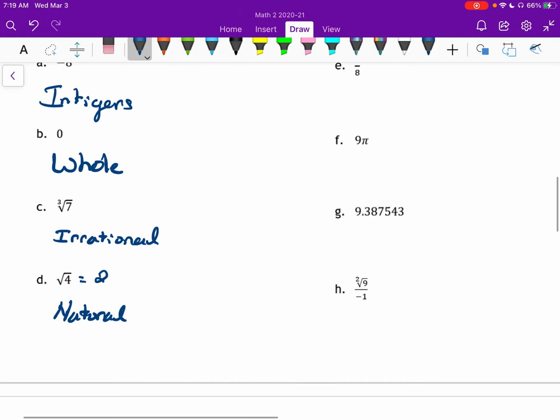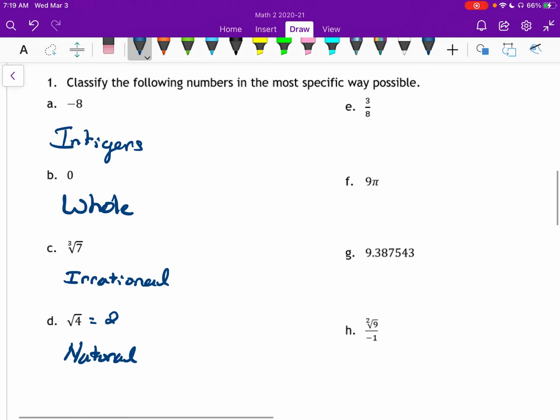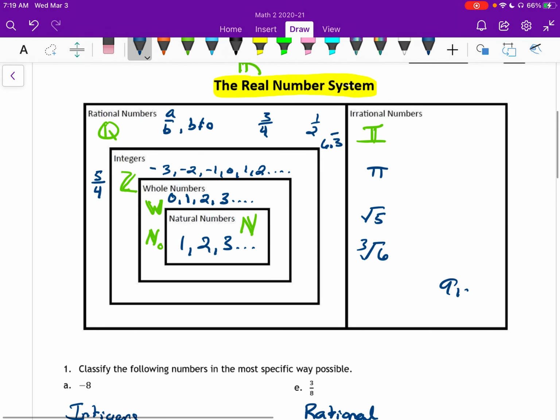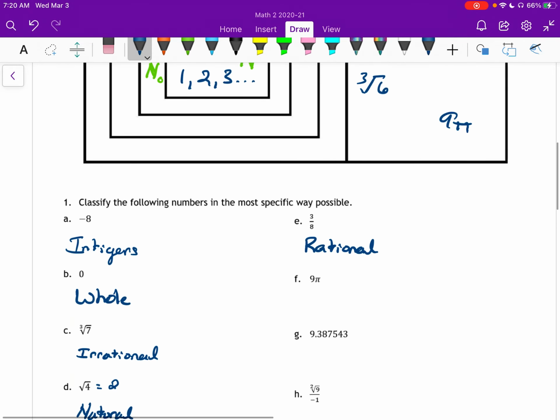All right. Moving on, number E, we have 3/8. Well, 3/8 is a fraction, and it doesn't simplify to be an integer, so it's going to be a rational number. Nine pi. Well, that's going to fall into our irrational over here because it's 9 times an irrational number. So this is going to be irrational.